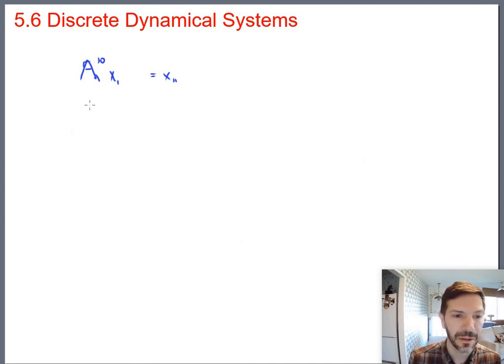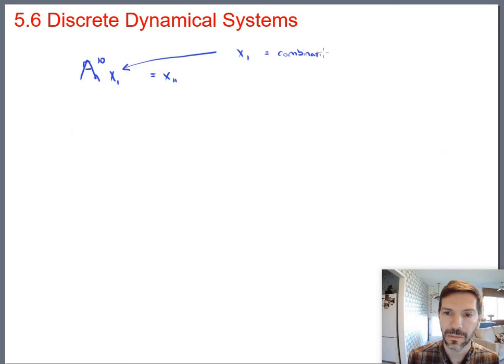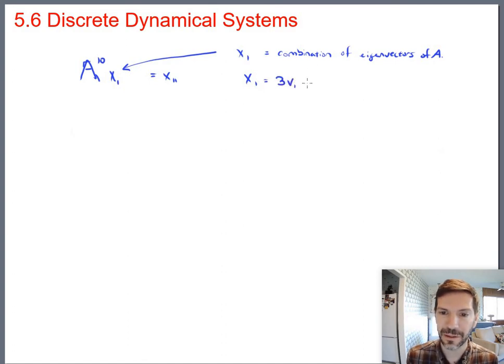This would, of course, mean multiplying by A 10 times, but let's assume that we could write x1 as some combination of the eigenvectors of A. So if we can do that, if we can write x1 as, say, and I'm just making up numbers here, 3 times the first eigenvector plus 2 times the second eigenvector.